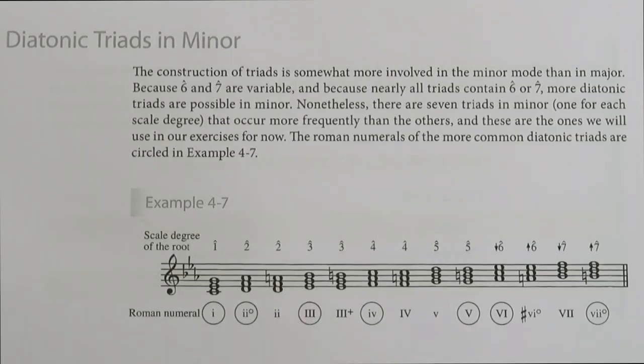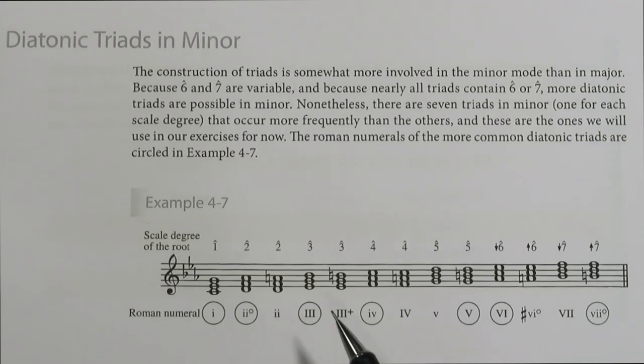So we have the minor 1 chord, the 2 diminished, D, F, A flat, then the major 3 chord, the minor 4 chord, the major 5 chord, the major 6 chord, and the diminished 7 chord. Okay?